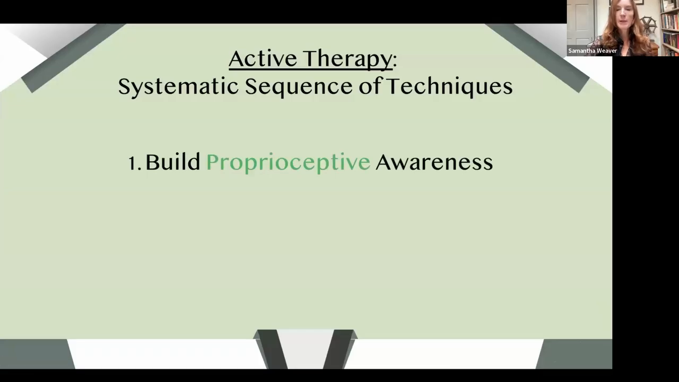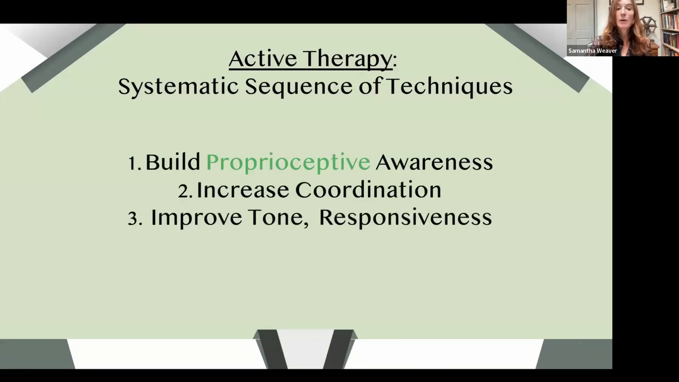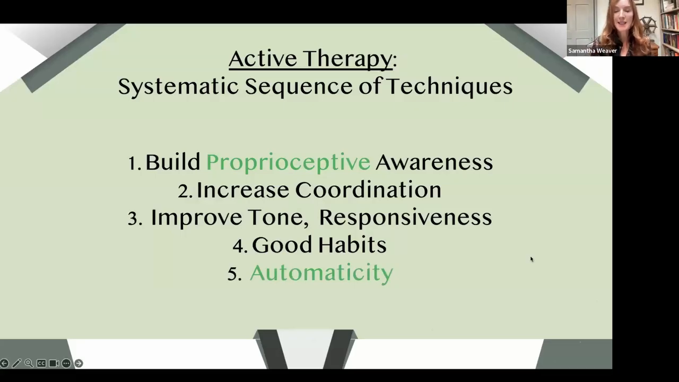So you're using different tools for different reasons. We build proprioceptive awareness, we increase coordination, we're improving tone. These are all things that we do actively. We improve and optimize habits. And ultimately, we're trying to create automaticity, which is neurologic integration. Okay, so these are really kind of the building blocks of where we go with myofunctional therapy.